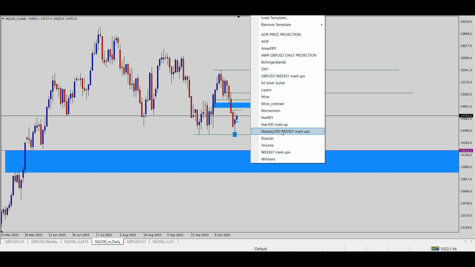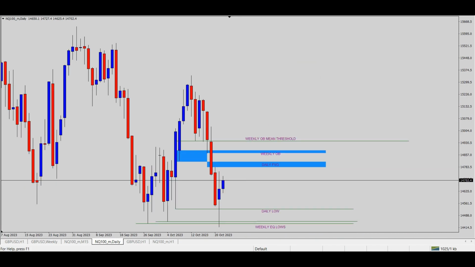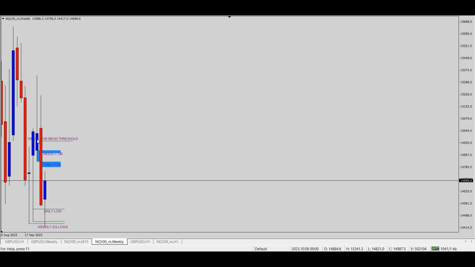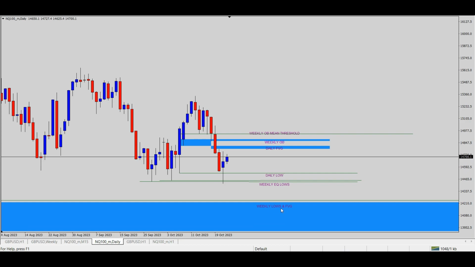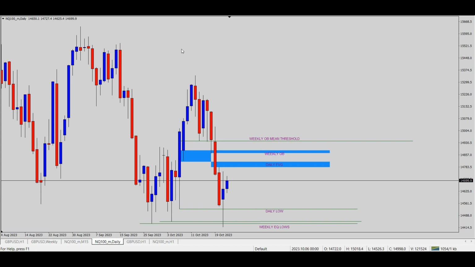To show that I optimized this before it played out, I'm going to bring out my markup, which is the Nasdaq weekly markups, and you can see that all I said was what I outlined right here. I named it weekly equal lows, and this is the daily low. So I actually optimized the daily low also. I optimized the weekly, the daily fair value gap, the weekly order block, because they kind of overlap with each other, and even the weekly order block mean threshold right there. If I go back to the weekly, you can see that's the weekly order block mean threshold right there. And if I zoom here, you can see the extra weekly low fair value gap that price wanted to push aggressively to the sell side. I'll be aiming to see how I can frame setups within those particular areas. So you can see how I frame the setup just using this top-down analysis.